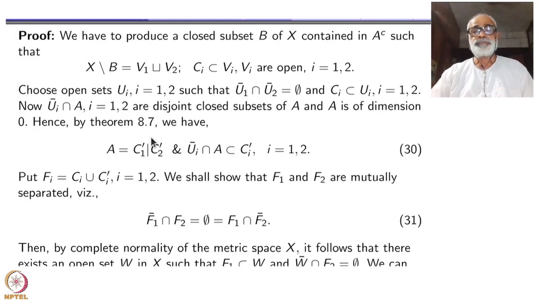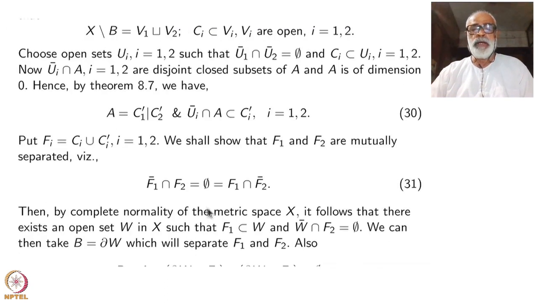That's the point. So we shall show that F1 and F2 are mutually separated sets, which is stronger than saying just disjoint closed subsets. I mean, they are not closed subsets, but F1 bar doesn't intersect F2, and F2 bar doesn't intersect F1. So mutually separated subsets is a slightly weaker hypothesis than having disjoint closed subsets. Disjoint closed subsets are easy to separate. So this is a little more. So here we will need more than normality, namely complete normality.